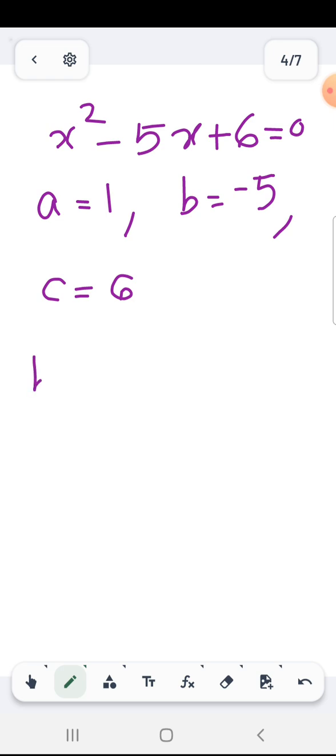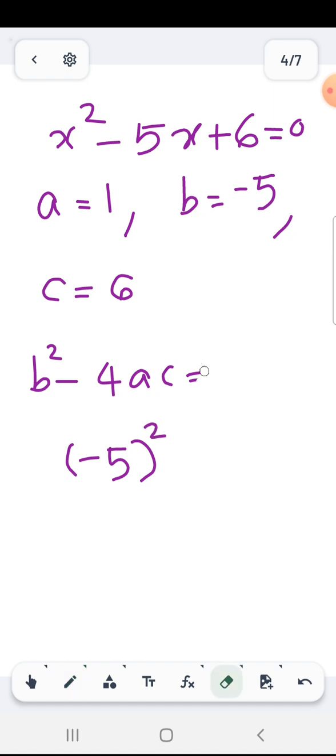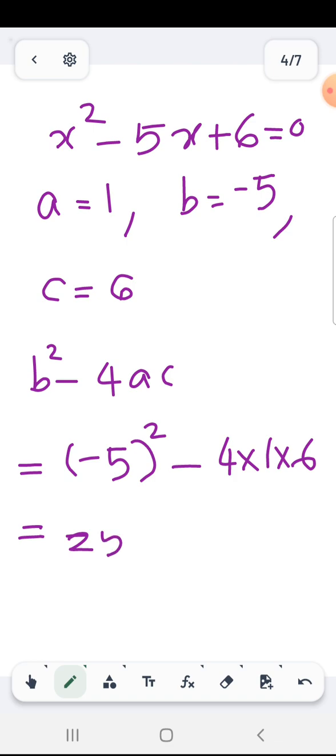So if we find b square minus 4ac, b is here minus 5. So negative 5 the whole square minus 4 times a times c. A is 1 and c is 6. So 1 times 6. So negative 5 the whole square is 25 minus 24. So the answer is 1. It's a positive number, right?